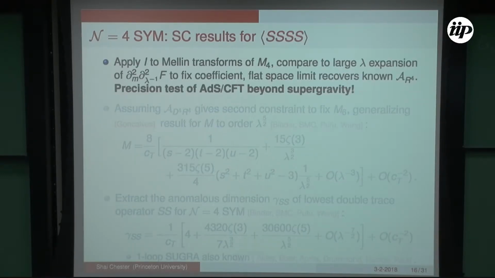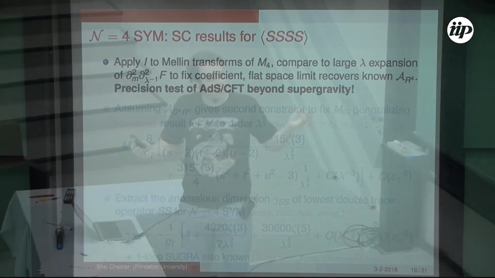Great. So now we have all the ingredients. We have the derivatives of F in terms of SSSS. We also have derivatives of F in terms of a known answer. So let's just compare the two in order to fix the coefficients of SSSS. We have one constraint, so that means we can fix one coefficient. In particular, we can get the R^4 coefficient. After taking the flat space limit, this indeed gives the known R^4 coefficient in the type IIB S-matrix. So this is a precision test of AdS/CFT beyond supergravity.